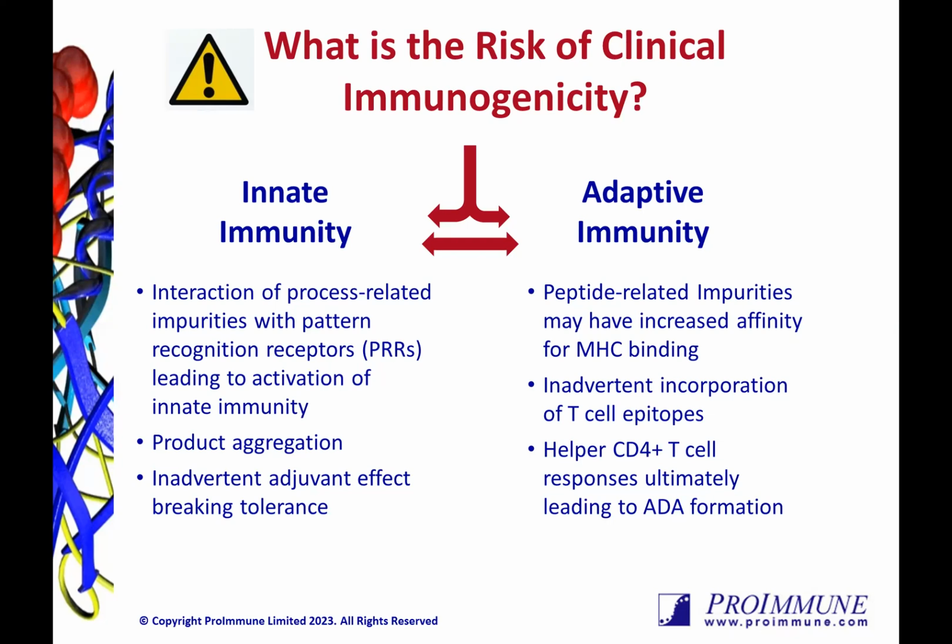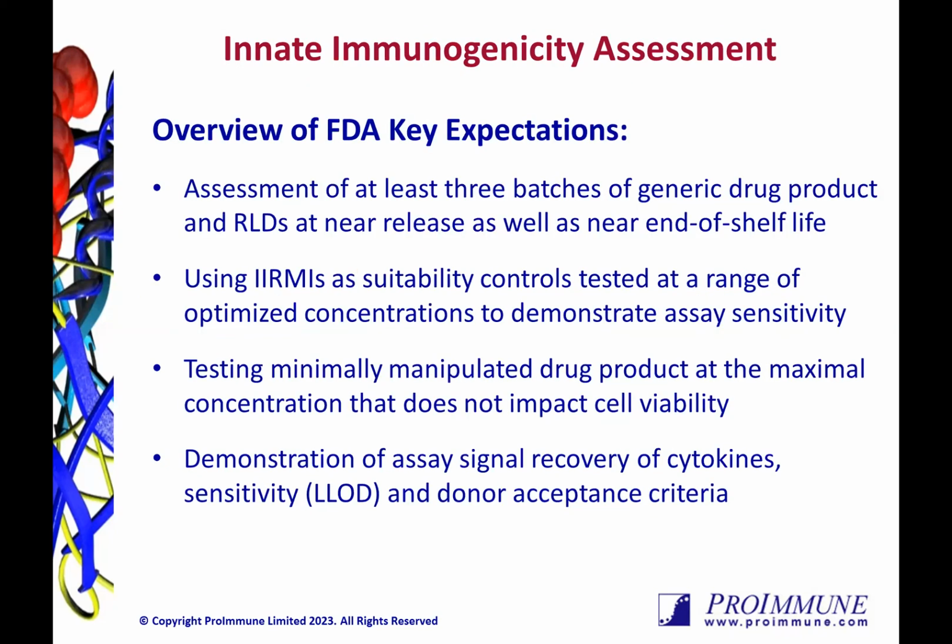As for the adaptive immunity, peptide-related impurities may have increased affinity for MHC binding. The synthesis process may have inadvertently incorporated T-cell epitopes that can trigger helper CD4 T-cell responses, ultimately leading to anti-drug antibody formation. We also know that the innate and adaptive immunity can crosstalk to have a synergistic immune response. First, we will discuss innate immunogenicity assessment.